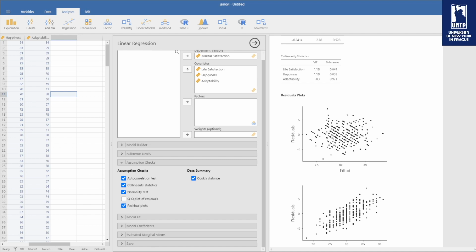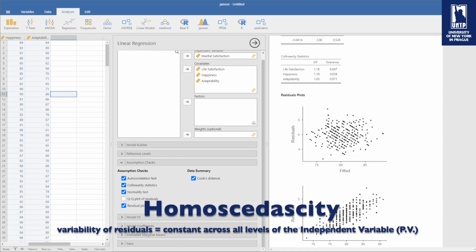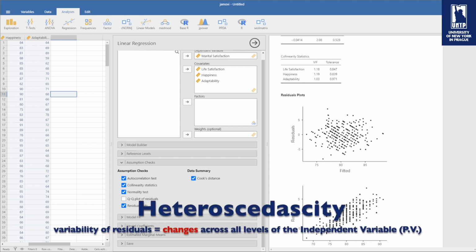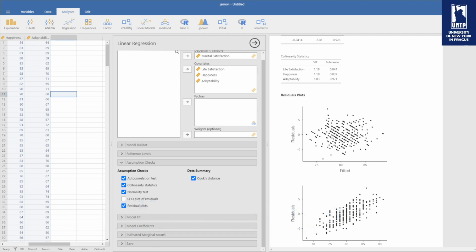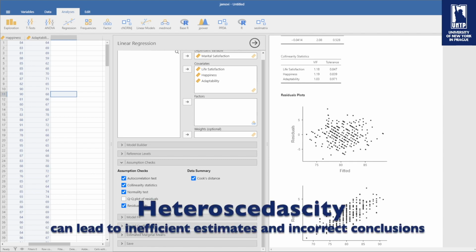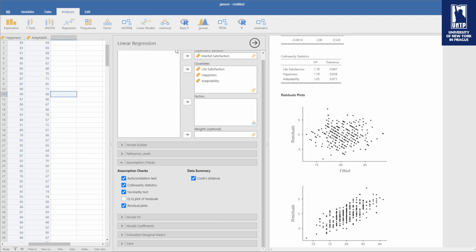What is homoscedasticity? You might remember this from the Levene's test of homogeneity of variances in the t-test. It means that the variability in the residuals, in our case in multiple regression, is constant across all levels of the independent variable. If the variance of the residuals changes across levels of your predictors, it's called heteroscedasticity. Homo, same; hetero, different, from Greek. This can lead to inefficient estimates and incorrect conclusions about the significance of predictors. So, in this dataset, all our assumptions were met, and so we can proceed with the actual regression analysis.